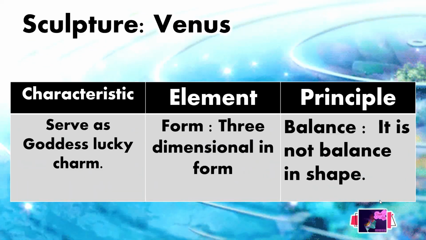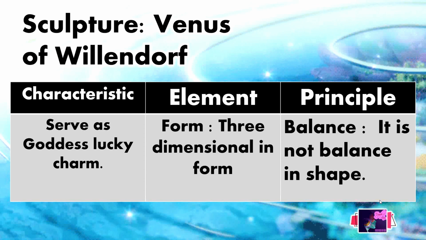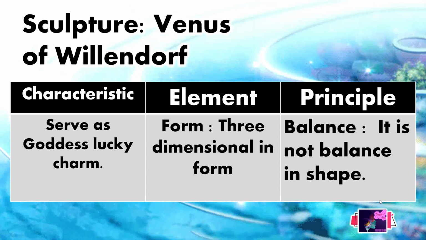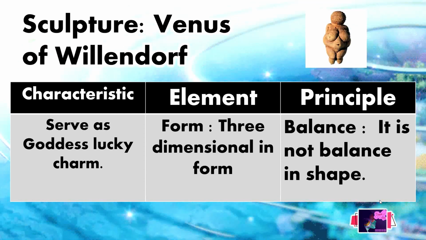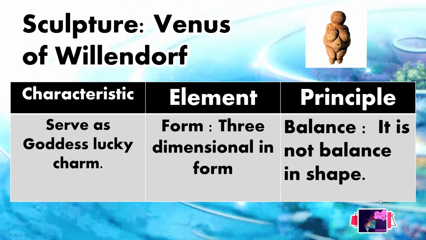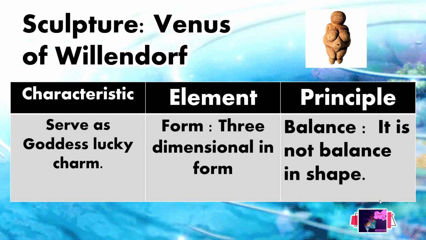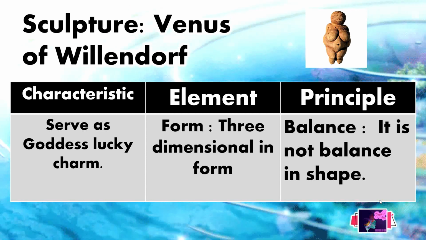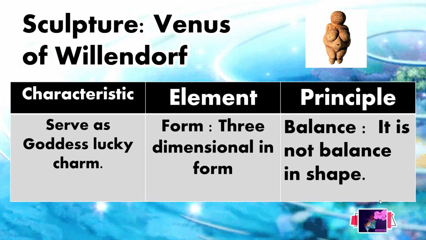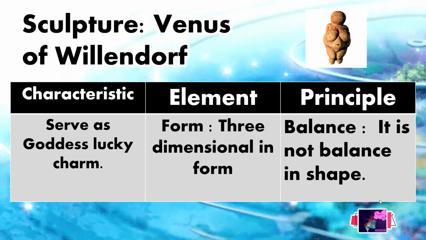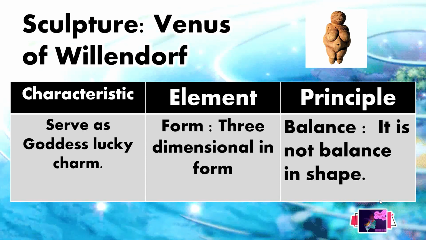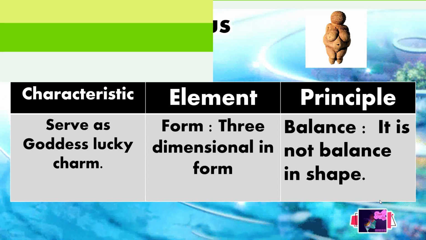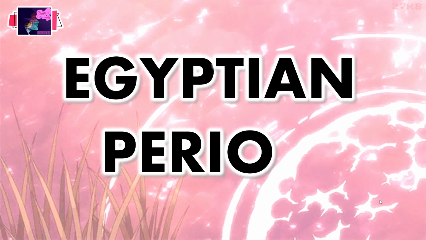And now, here's a summary of the sculpture Venus of Willendorf in terms of characteristics, elements, and principles of arts. It serves as a good luck charm. And for the form, it's three-dimensional. And for balance, it is not balanced in shape, as mentioned a while ago, her upper body is larger than her lower part. Let us now proceed to the Egyptian period.